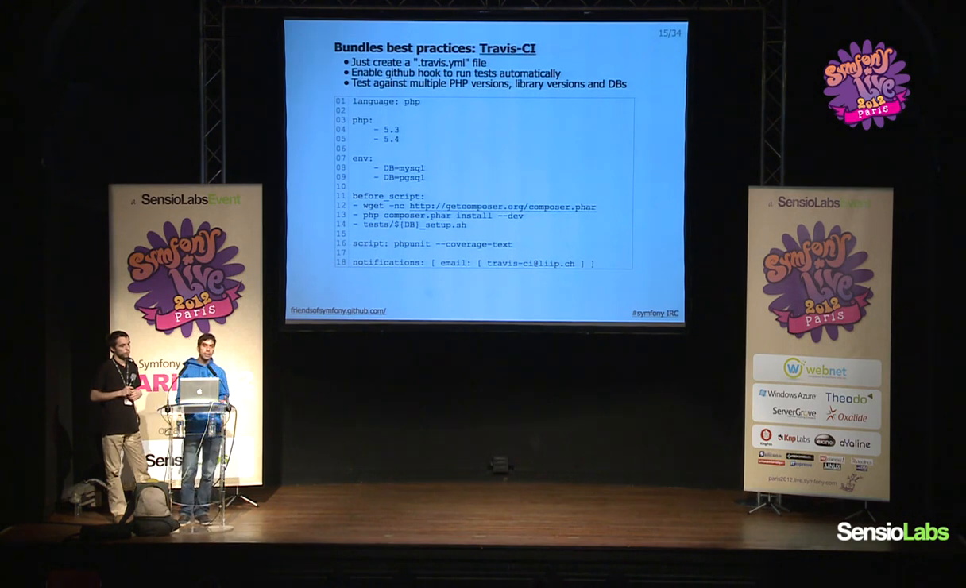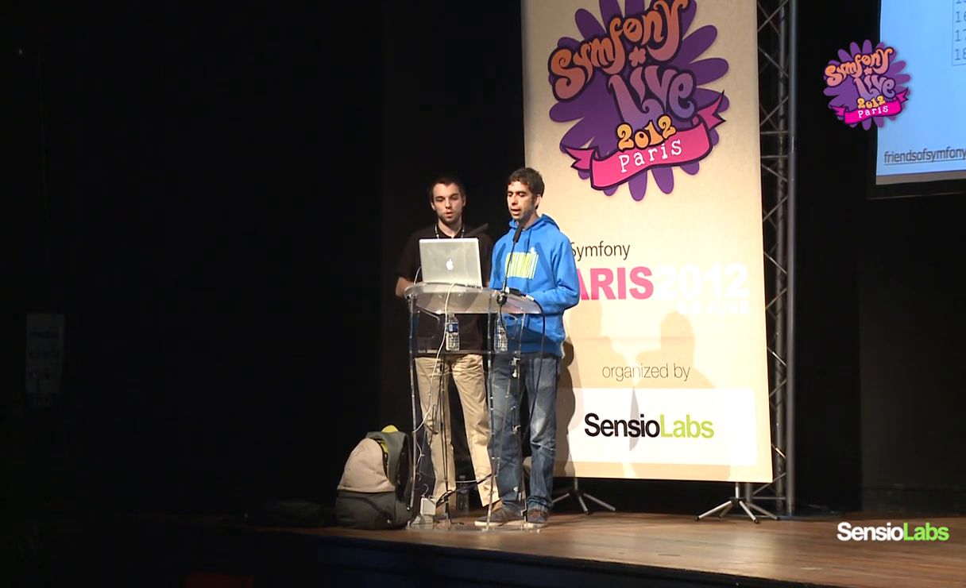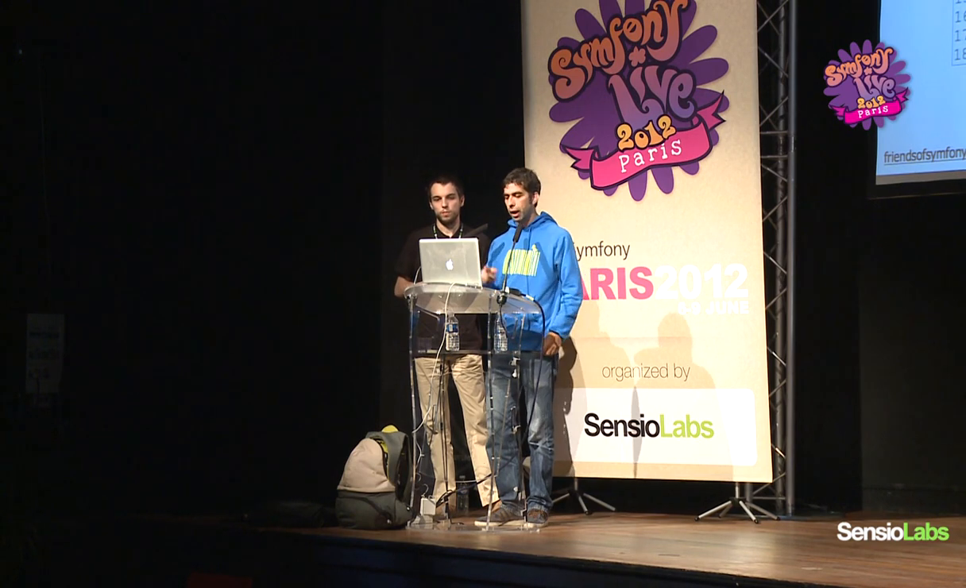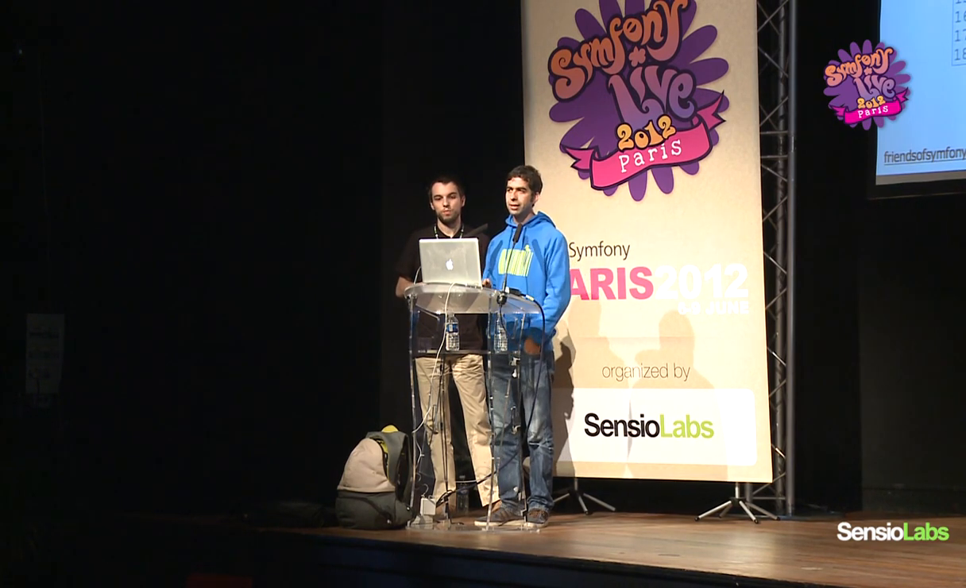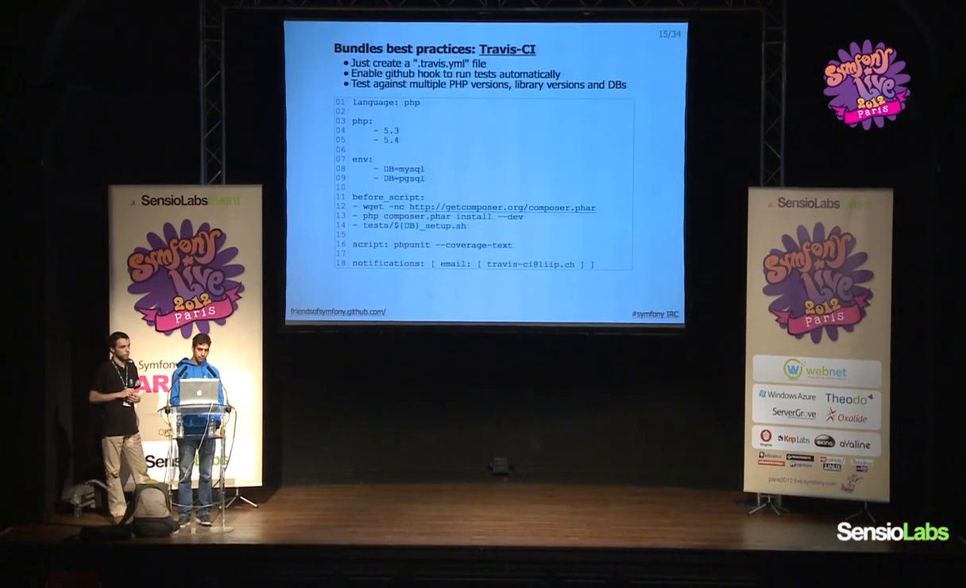And then you can essentially test against multiple versions of PHP, multiple different databases, multiple versions of libraries and things like that. So in this simple file, we see the first line here, language: php, means we're going to test with PHP. Then from line 3 on, we're defining that we're going to test against the latest versions of PHP 5.3 and 5.4. As a matter of fact, you can even test against release candidates and things like that. The next thing, line 7, we create two environments. And the interesting thing is that it's going to test those two environments against both versions.